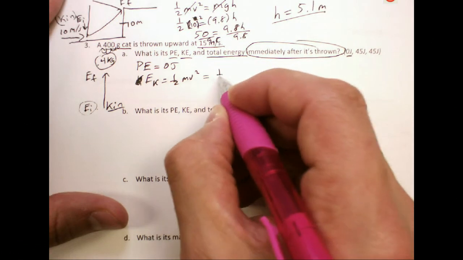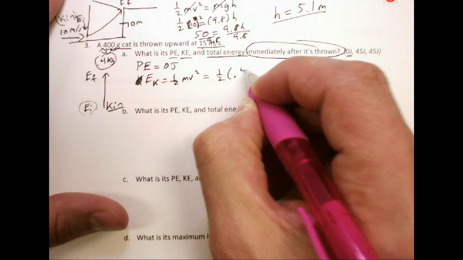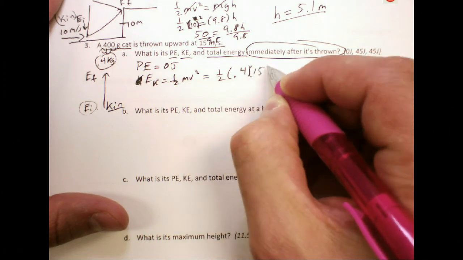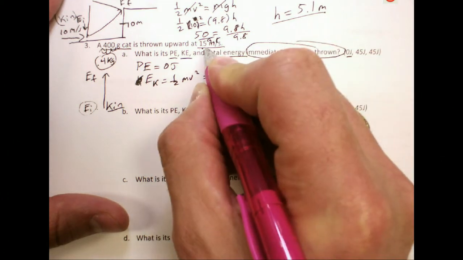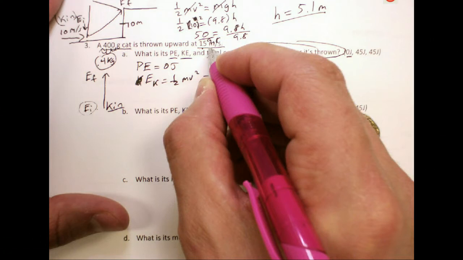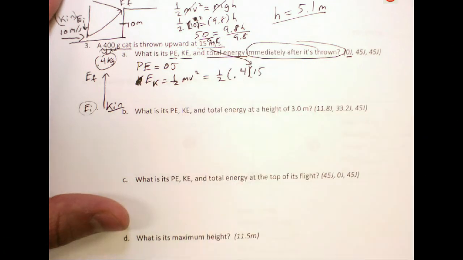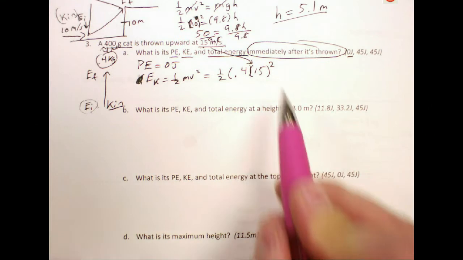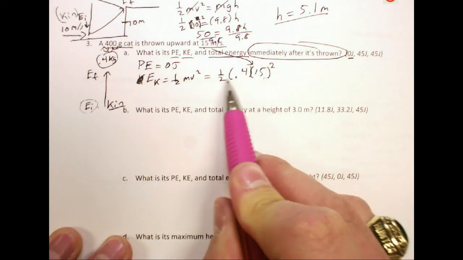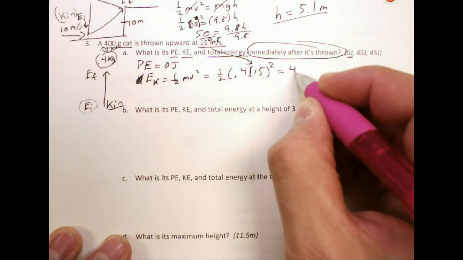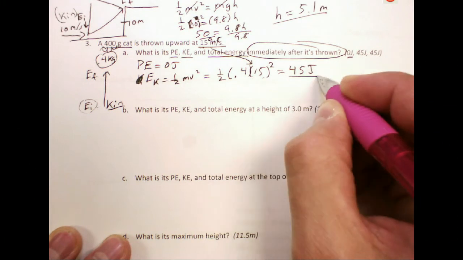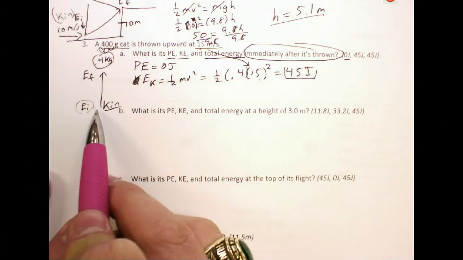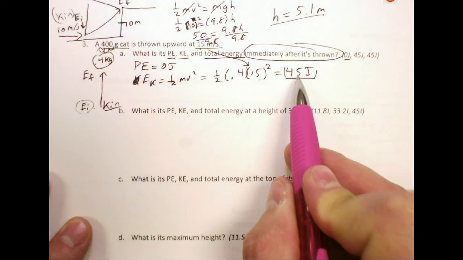Substitute everything in, you get 1/2 times 0.4 is the mass, times 15 is our velocity. We see that right here. I'm going to plug that in right there. And make sure that gets squared. 15 squared times 0.4 divided by 2, and you will come out with a kinetic energy to start out with of 45 joules. So this will be the initial energy. Since all the energy down here is kinetic energy, it's going to be 45 joules of energy.